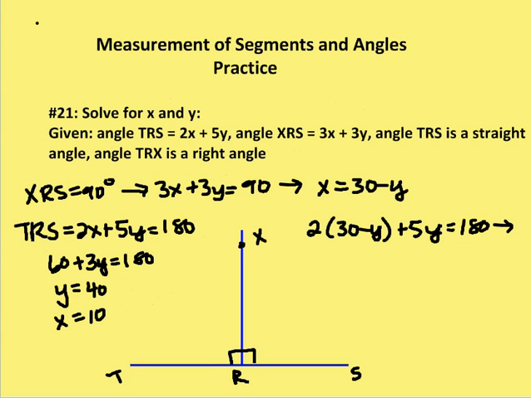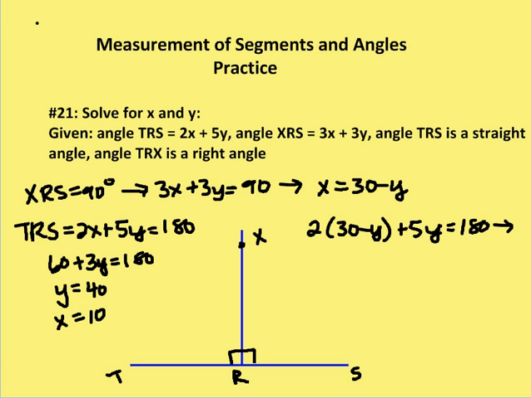All right, last problem. I need to solve for x and y. I'm given that angle TRS is equal to 2x plus 5y. And I know that it's a straight angle because I have given in the diagram that those two angles are right angles. Two right angles combine to that straight angle. And angle XRS is 3x plus 3y. Angle TRS is a straight angle, as I've mentioned. And angle TRX is a right angle. So I know that angle XRS is a right angle as well, or its measure is 90 degrees.